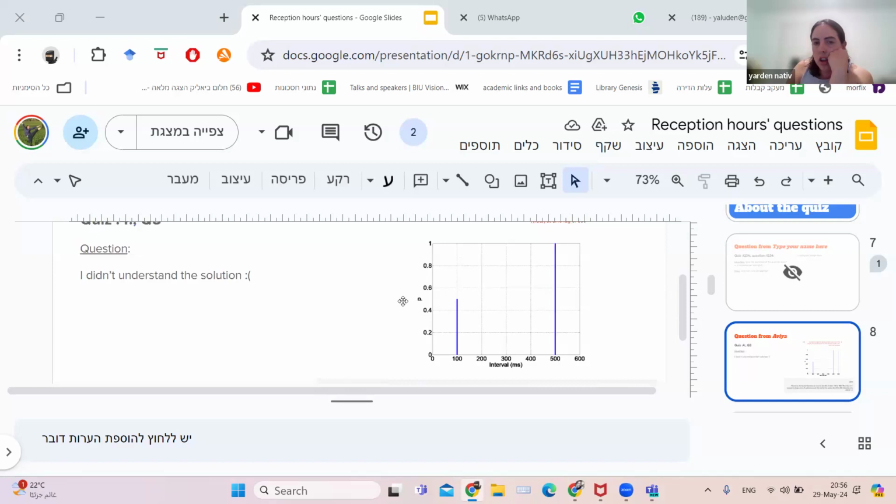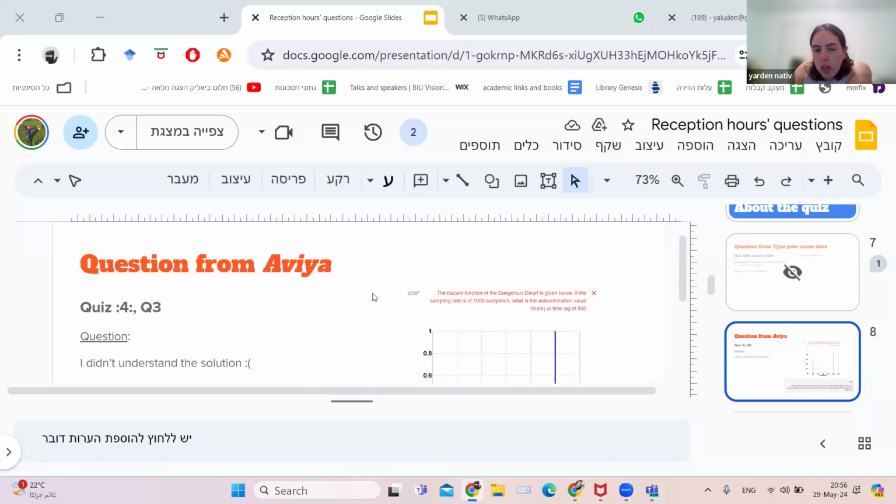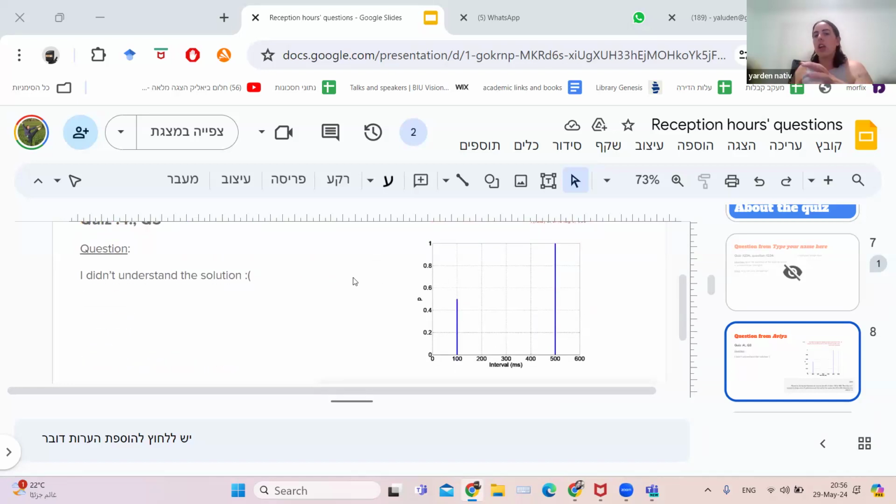So the calculation is as follows. The ISIs are either 100 or 500. Therefore, what are all the possible time lags that we have for the autocorrelation? I guess 100 and 500. And 500, right. But you might say that you could also have 600, and more. Good. So we understand what the possible time lags are.